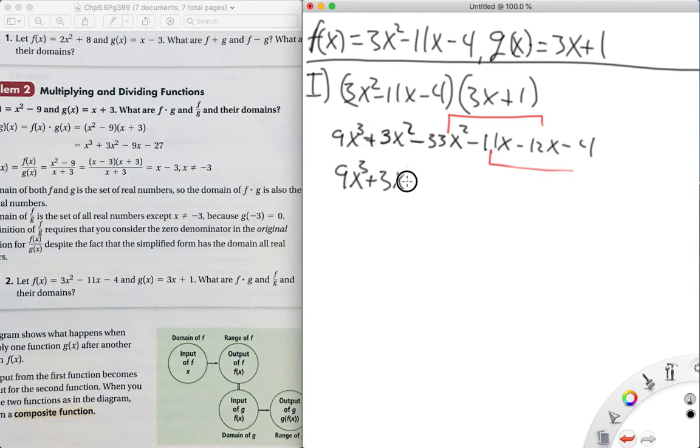So this gives me negative 30x squared minus 11x minus 4. There you go. So that's when you multiply.